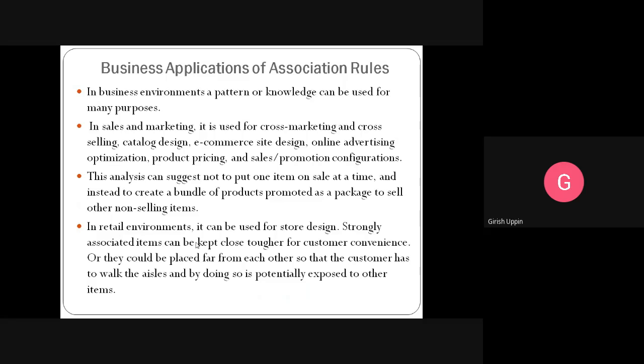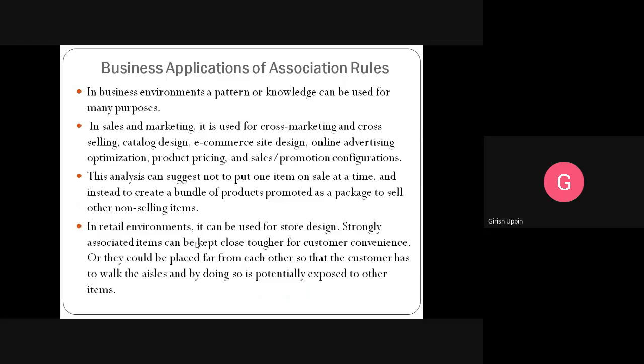The business applications of association rules. Association rules can be applied in many areas. For example, they can be applied in the field of medicine. The most relevant would be in the field of marketing, then sales. Those are the domains.